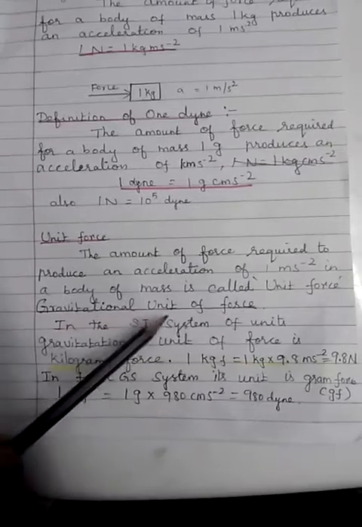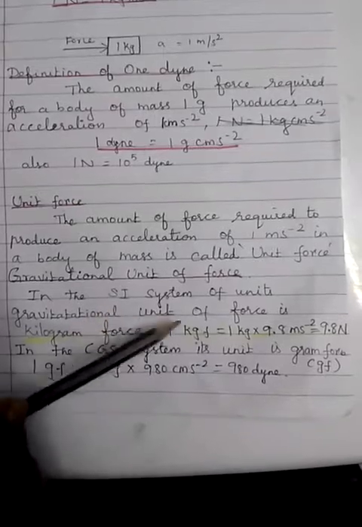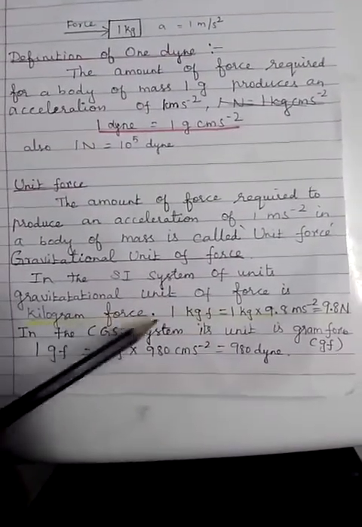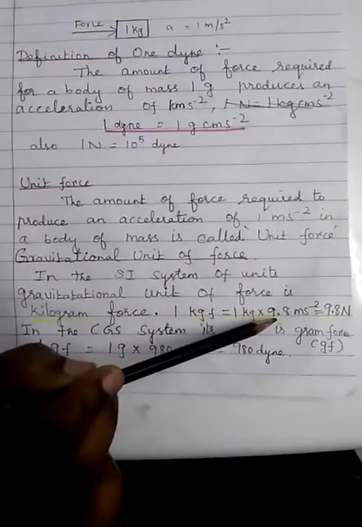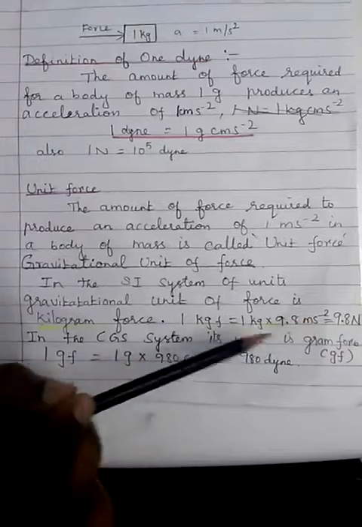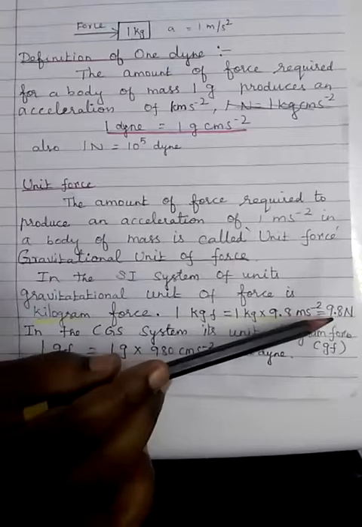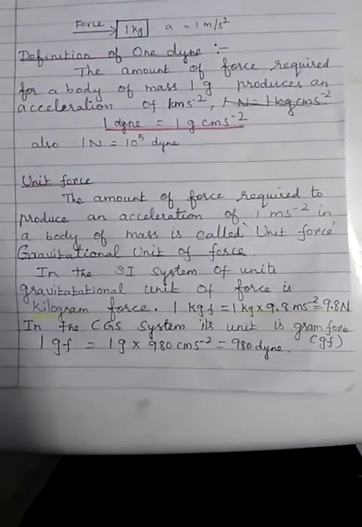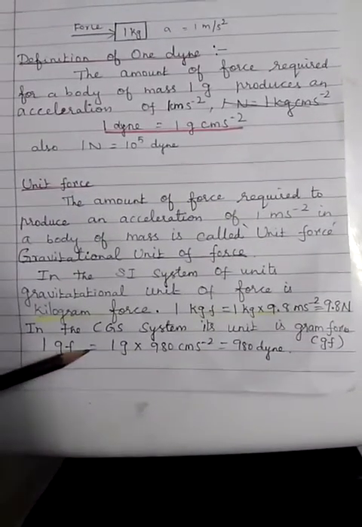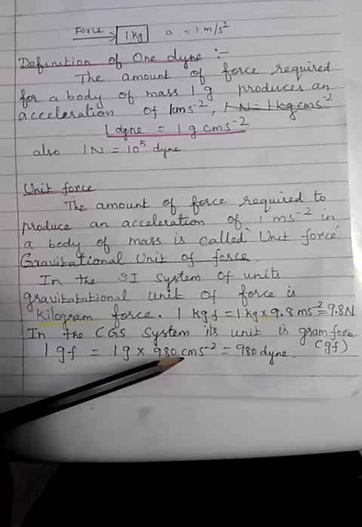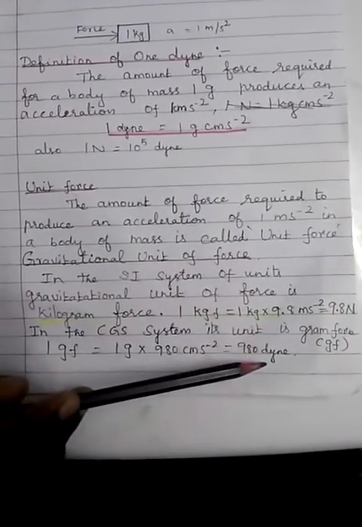Okay. Next, gravitational unit of force. In the SI system of units, the gravitational unit of force is kilogram force. That means 1 kilogram force is equal to 1 kilogram times the acceleration due to gravity, g value 9.8 meters second power minus 2. So 1 kilogram into 9.8 meters second power minus 2 is equal to 9.8 Newton. In the CGS system, its unit is gram force. So 1 gram force is equal to 1 gram into 980 centimeter second power minus 2, that is equal to 980 dyne.